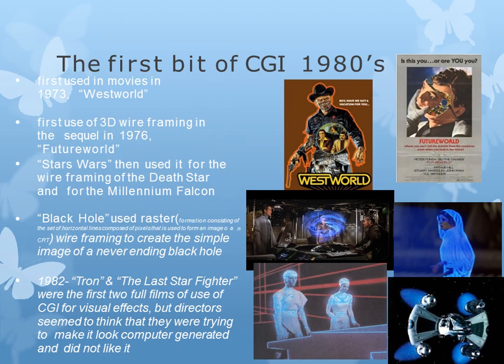When did computer graphics in films begin? It began in the 1980s. It was first used in the movies, 1973 Westworld. The first 3D wireframing was in the sequel in 1976, which is Futureworld. Then again they started using it in 1982 in Tron and The Last Starfighter. These are the two films that used CGI for visual effects.